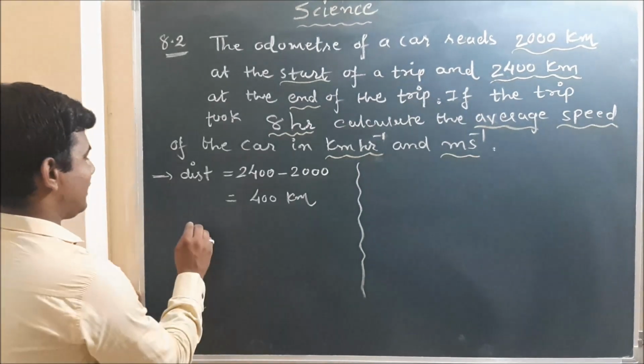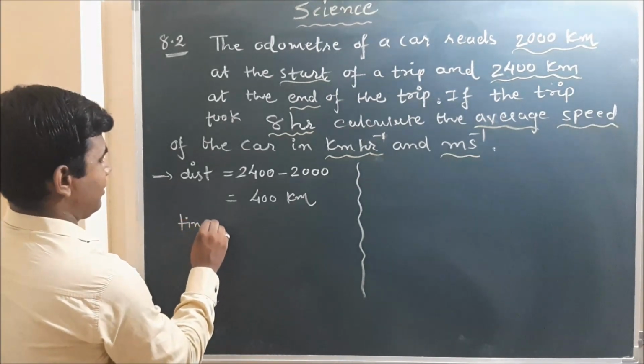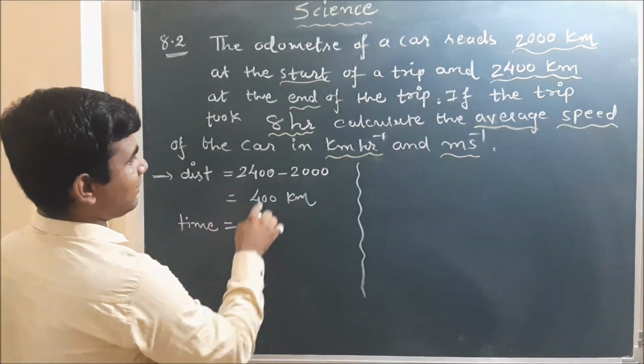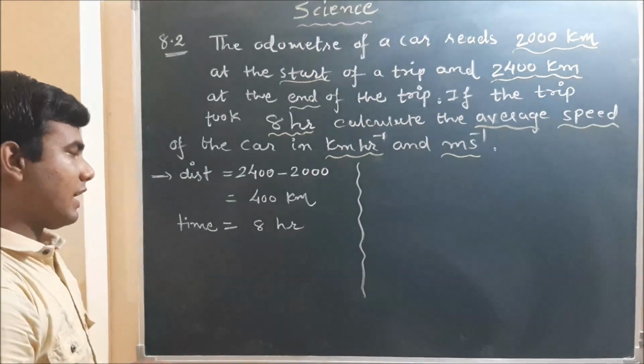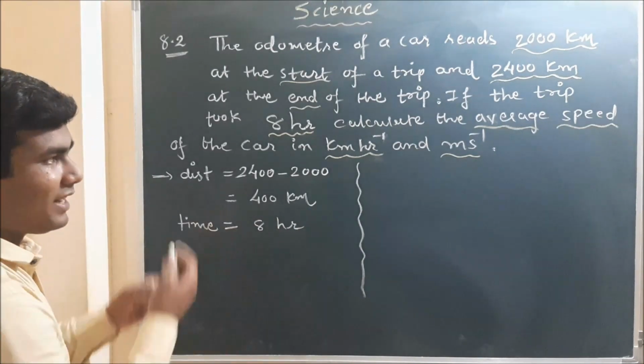How much time does it take? So the time. How much is the time? The time is 8 hours. So the time will be 8 hours. So simple. Now let's find the average speed.